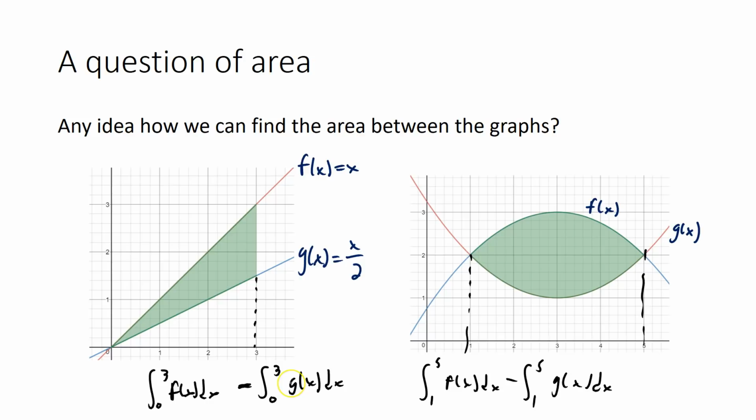Now let's look at these and see if we can remember something from our integral properties that will make this a little easier. If I'm subtracting two integrals with the same limits, can I just do that as one integral? I think I can. This would be the integral from 1 to 5 of f of x minus g of x, all dx. I think you can do the same thing over here, right? This would be the integral from 0 to 3 of f of x minus g of x dx.